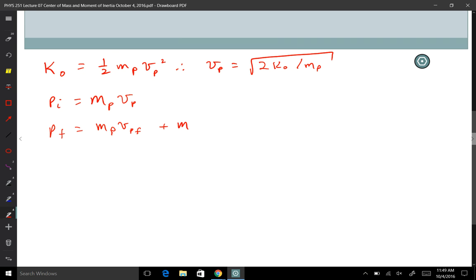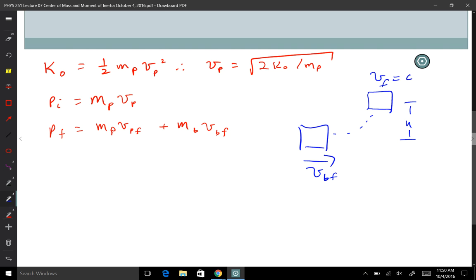I used V pellet final this time. And so my momentum final is going to be the combination of the two. And now I will use my energy conversion in the block as it swings up. So I have the block here with V block final, and it swings up to height H with V final equals 0.